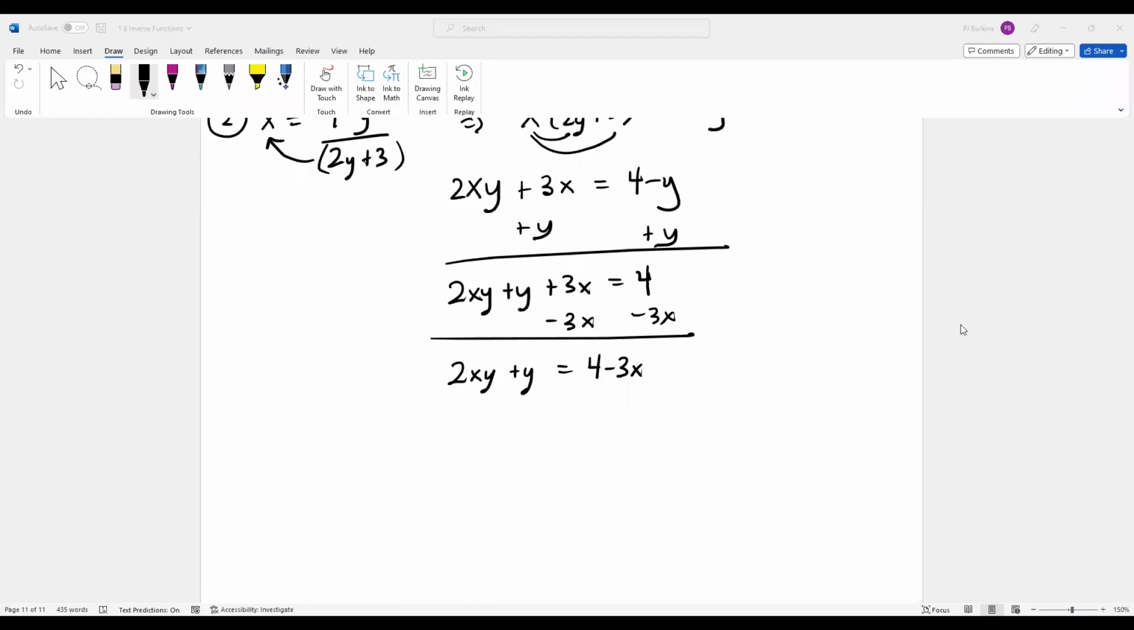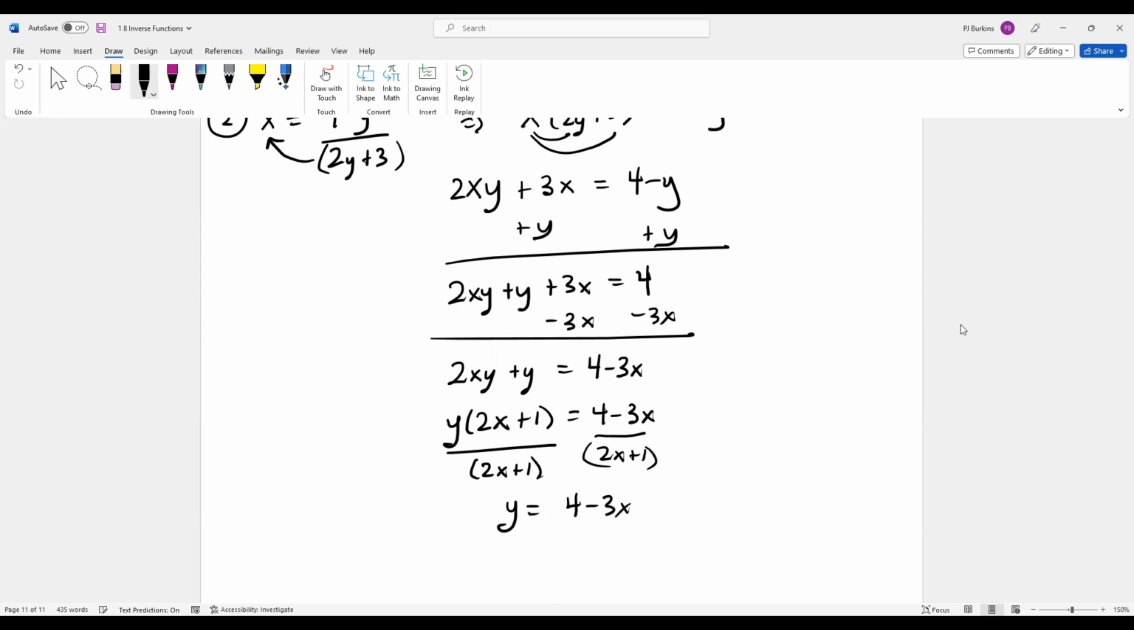All right, so I have 4 minus 3x on the right-hand side. On the left, I need to factor out y. That's going to leave me with 2x plus 1. Last thing I need to do is get y by itself, so I need to divide by 2x plus 1. And so I have this.